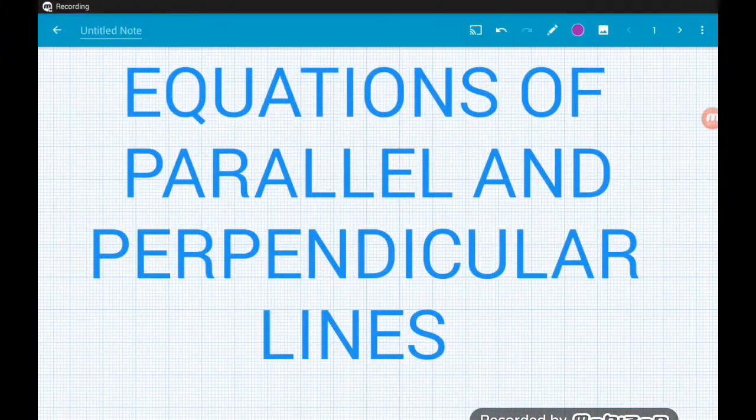Hey guys, in this video we're going to be talking about parallel and perpendicular lines. So if you haven't checked out my videos yet on how to find the gradient of a straight line or how to find the equations of straight lines, do go back and check them out, make sure you're properly happy with them. In the finding equations of straight lines video, I did talk about parallel lines quite a bit, but there is a little bit more here that I want to cover.